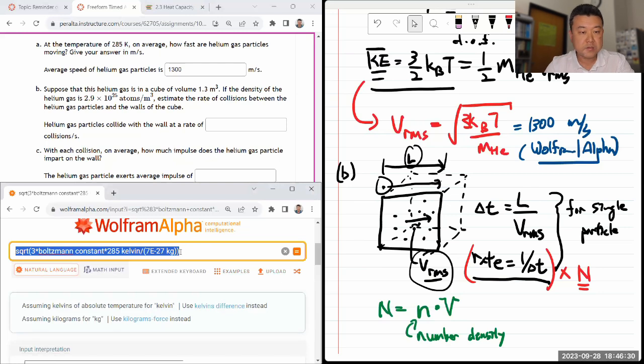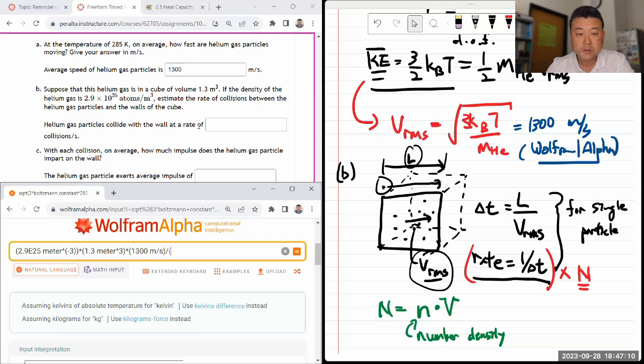So I need my n, the number density, 2.9 times 10 to the 25 atoms, which is not a unit, but per meter cubed, that is a unit. So that's the density, times the volume, 1.3 meter cubed. Oops, it might misunderstand the m, so let me just spell out meter. So that's the number of particles, and I multiply that by this reciprocal. So it would be VRMS over L. I'm just going to use the VRMS I calculated above, not repeat the work that I've already done.